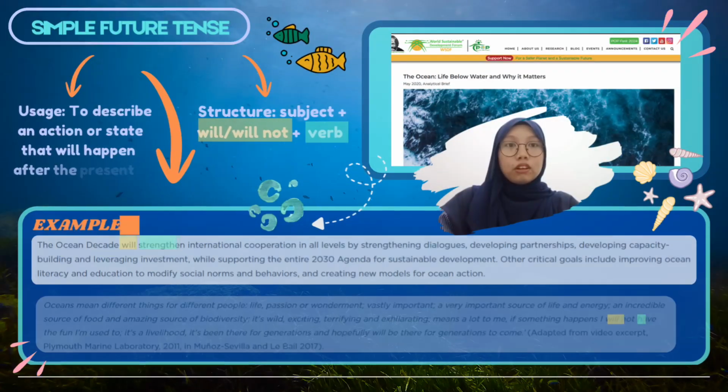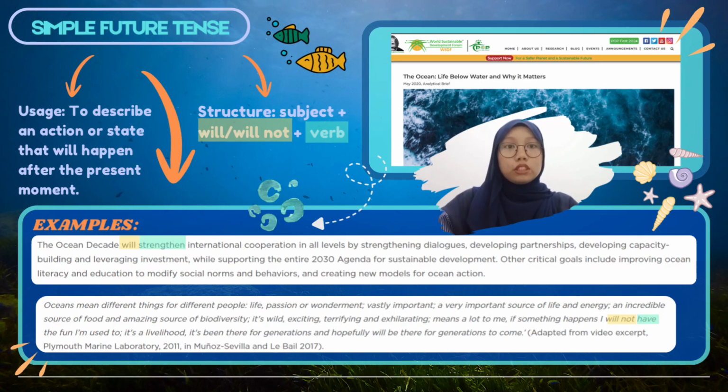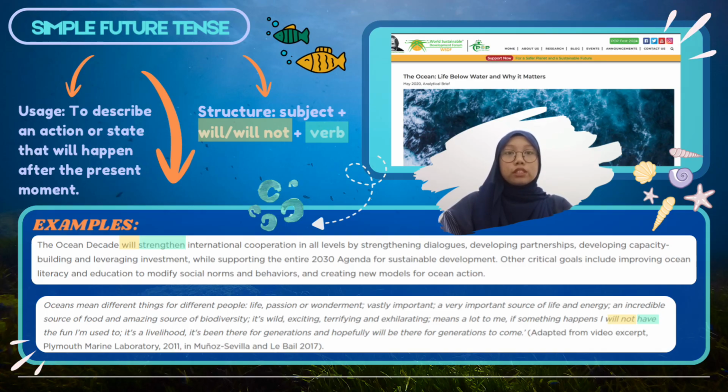Now let's take a look at the simple future tense, which is used to describe an action or state that will happen after the present moment. The structure consists of subject plus will or will not plus verb. To understand further regarding this tense, let's take a look at the examples provided in the slide. For the first one, the subject here is the Ocean Decade. The yellow highlighted word is our helping verb, and they use the word "will". The blue highlighted word is our verb, and they use the word "strengthen".